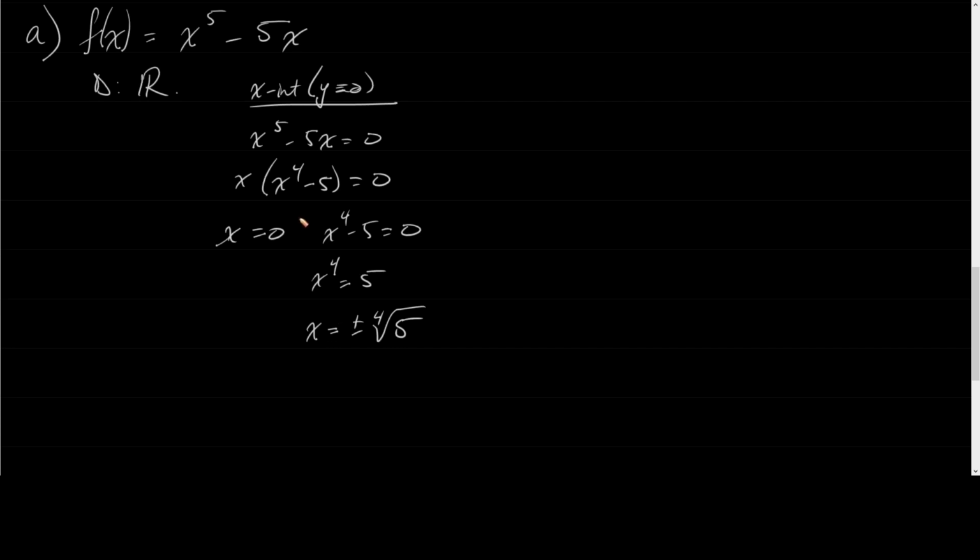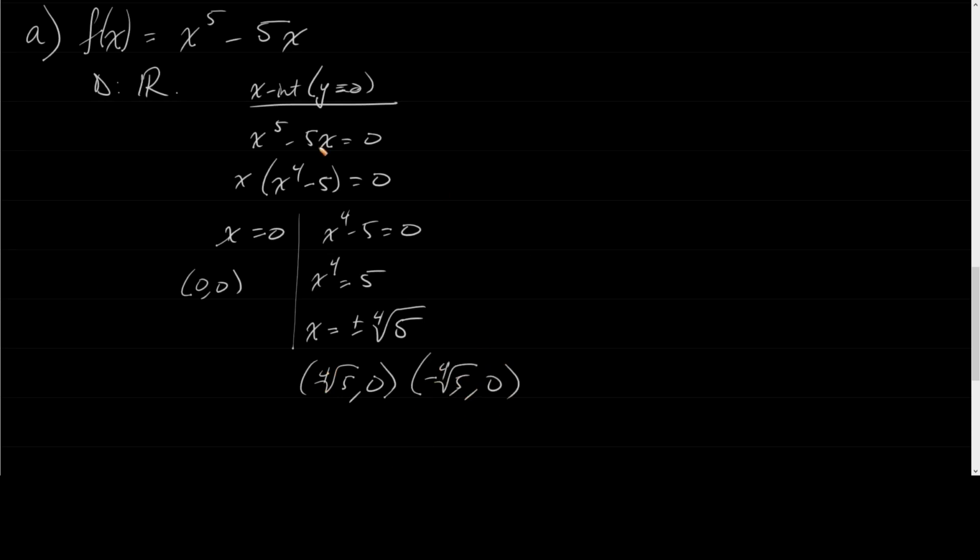All right. And what does this give us? Well, it tells us some points here. If I plug in 0, I'm supposed to get 0 for the y, right? Because that's how I found it. If I plug in positive fourth root of 5, I end up with that, and the negative fourth root of 5, I also end up with 0, right?